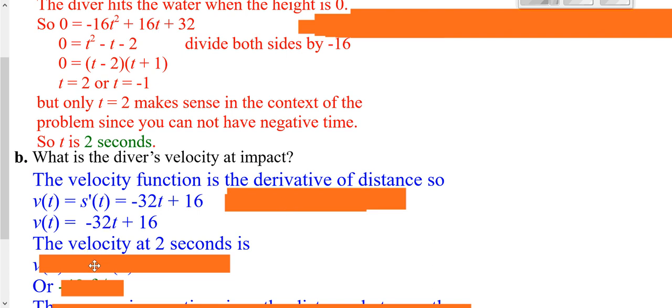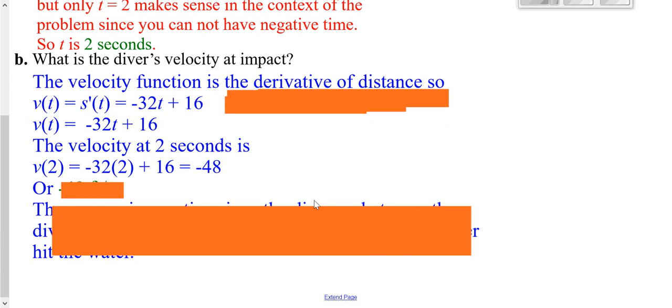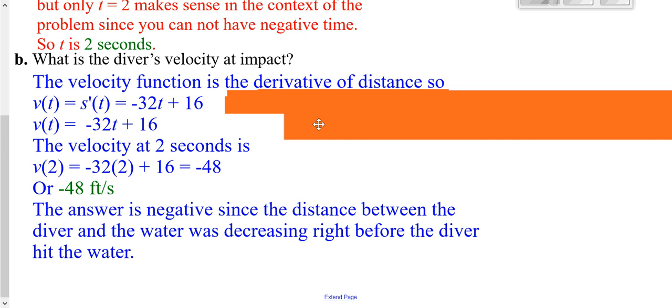Negative 32 times 2, and then add 16, we get negative 48. So in other words, with units, it would be negative 48 feet per second. Now we know in the context of this problem, it would be negative because your distance to the water was decreasing.